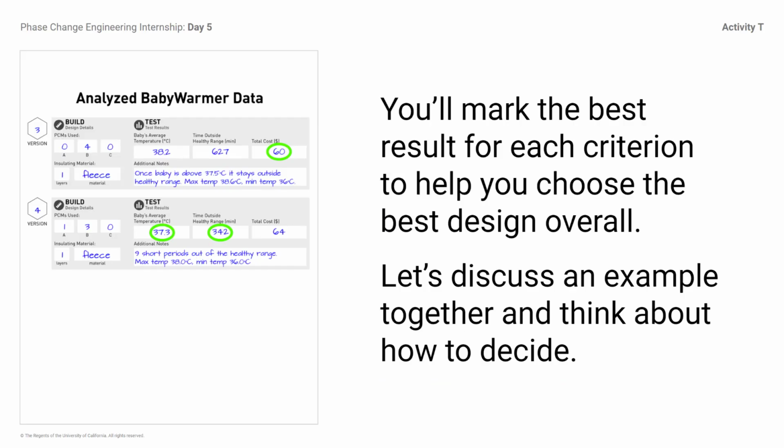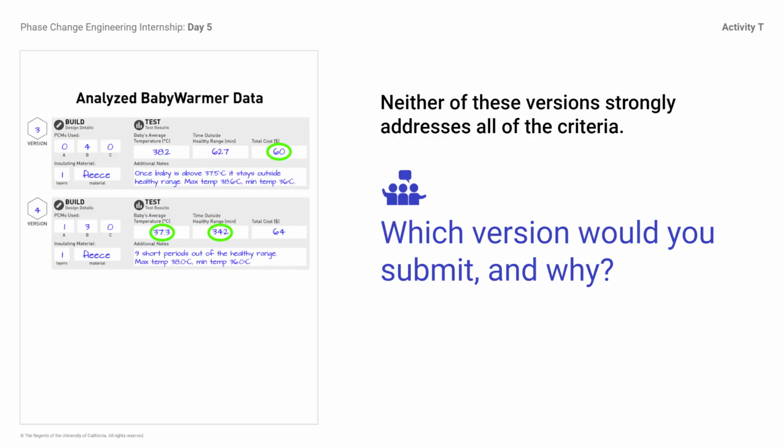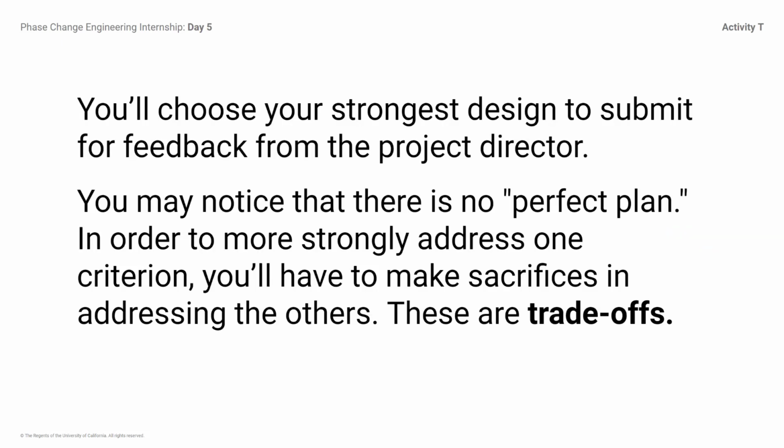You'll mark the best result for each criterion to help you choose the best overall design. Let's discuss an example together and think about how to decide. Notice the green circles around the best values for each criterion and compare the two versions. Neither of these versions strongly addresses all of the criteria. Which version would you submit and why? Version 4 is stronger because it has the best results for two of the criteria, keeping the baby's average temperature as close to 37 degrees Celsius as possible and minimizing the time outside of the healthy temperature range.